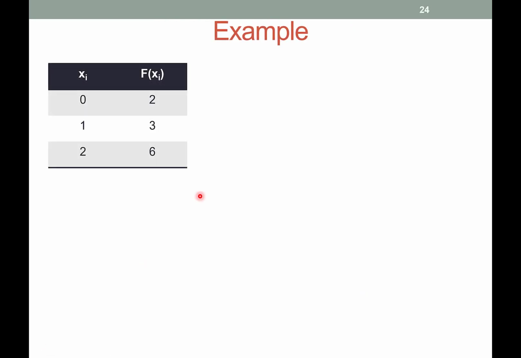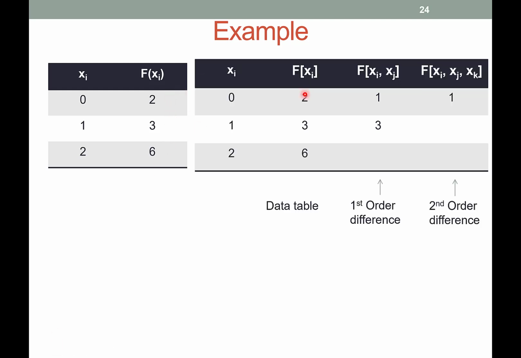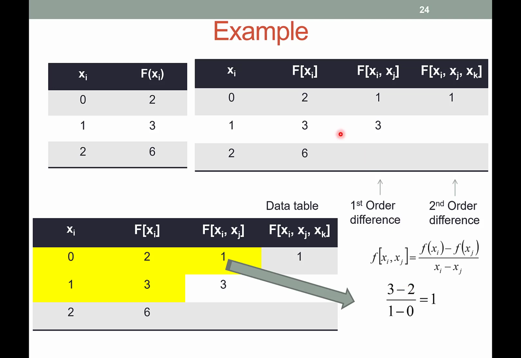Let's look at an example because that's the best way to learn this approach. Here we have a data set with 3 points. That means we're going to form a second order polynomial, because n equals 3 and the polynomial order would be n minus 1. So the first step is to find the finite divided difference between these points. The first order difference is calculated using this equation, so we have 3 minus 2 divided by 1 minus 0, which gives us this value here.